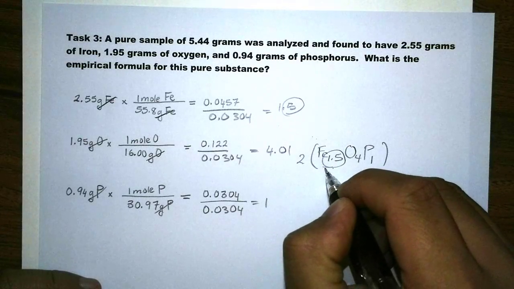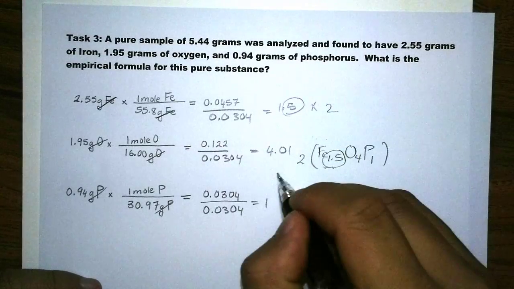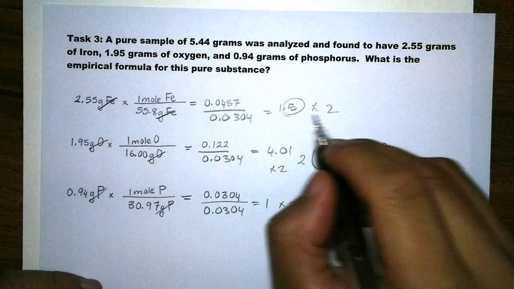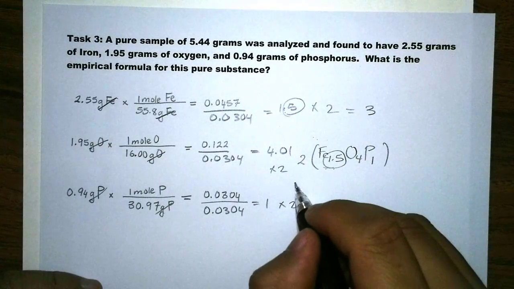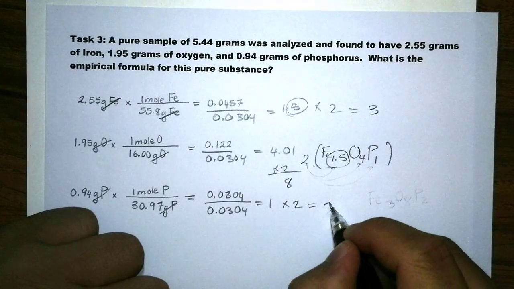Let's show this right here, that we have to multiply them all by 2. I'm going to do that right here, okay? Multiply them by 2, because we need to get rid of this 0.5. And that gave us 3. And for right here, that gave us 8. And for phosphorus, we want them to give us 2.